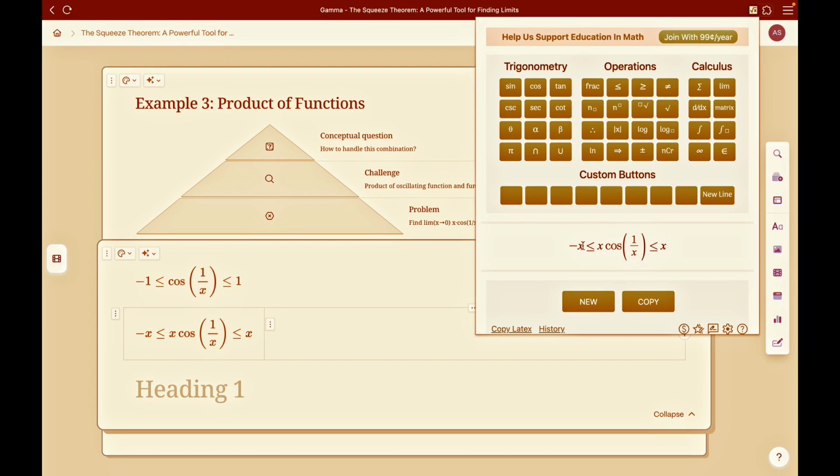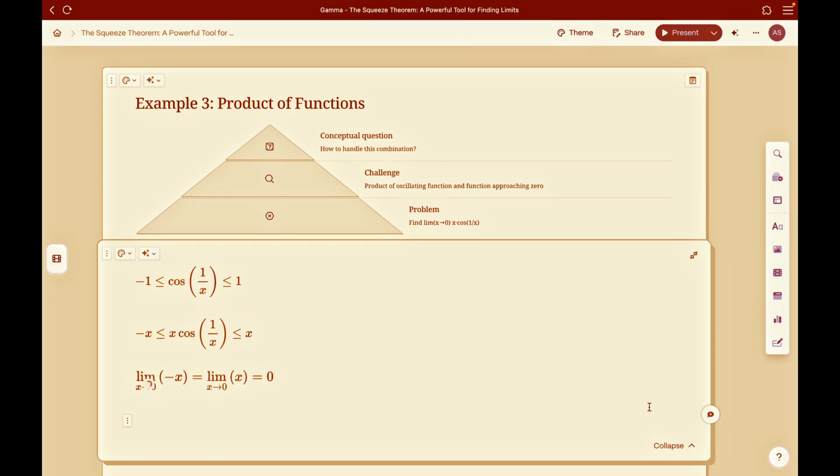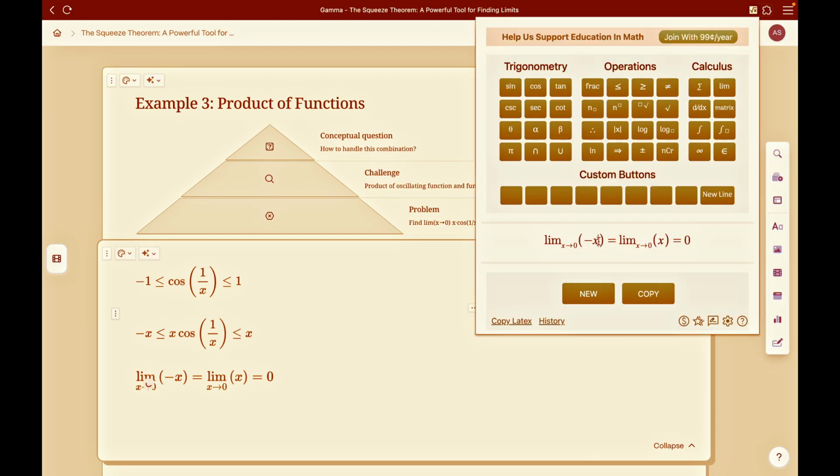So, the limit as x approaches 0 of negative x is equal to 0, which is also equal to the limit as x approaches 0 of x itself. So here you go. Here is the limit as x approaches 0 of negative x and as x approaches 0 of regular x. So since these two are the same, that means our original problem, the limit as x approaches 0 of x cosine 1 over x, is also equal to 0.